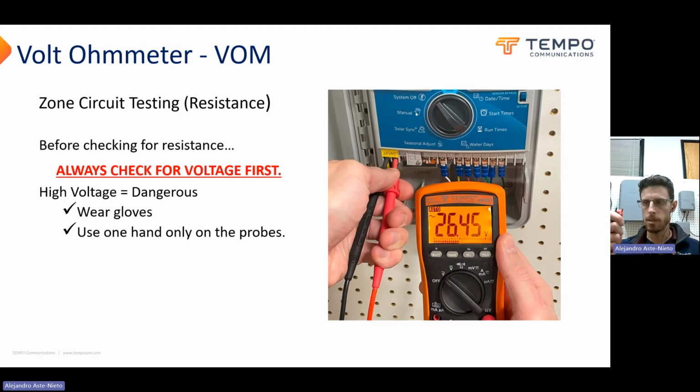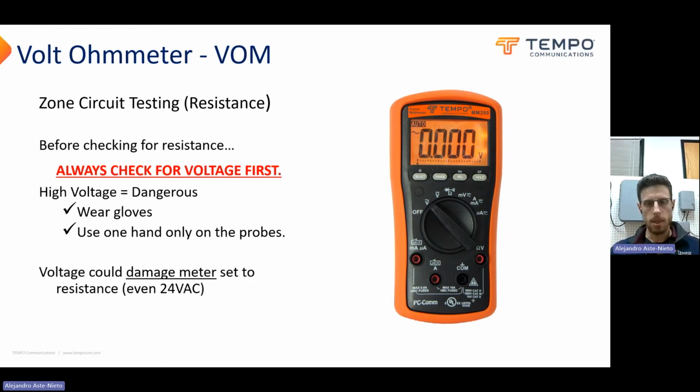If you use one hand, the worst case scenario is electricity takes a path through your fingertip, and that hurts really bad. But that is much better in comparison. The other reason you want to check voltage before you check resistance is that when you're checking resistance with a multimeter, it is not expecting voltage. So even 24 volts of AC, if you leave a meter on a resistance reading mode hooked up to that kind of voltage long enough, it's going to be heating things up that are not designed for that kind of voltage or that kind of heat.